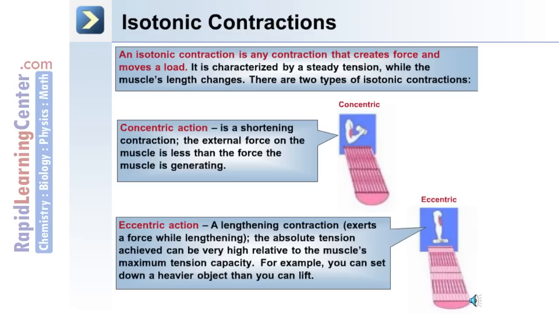Eccentric action. Eccentric action is a lengthening contraction. It exerts a force while lengthening, and the absolute tension achieved can be very high relative to the muscle's maximum tension capacity. For example, you can set down a heavier object than you can lift.